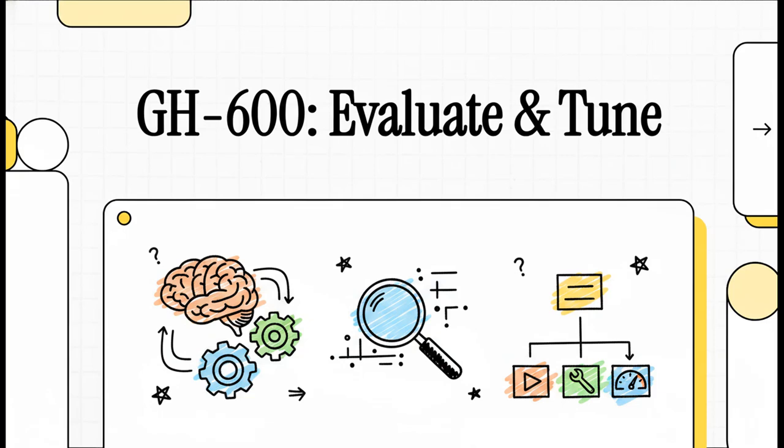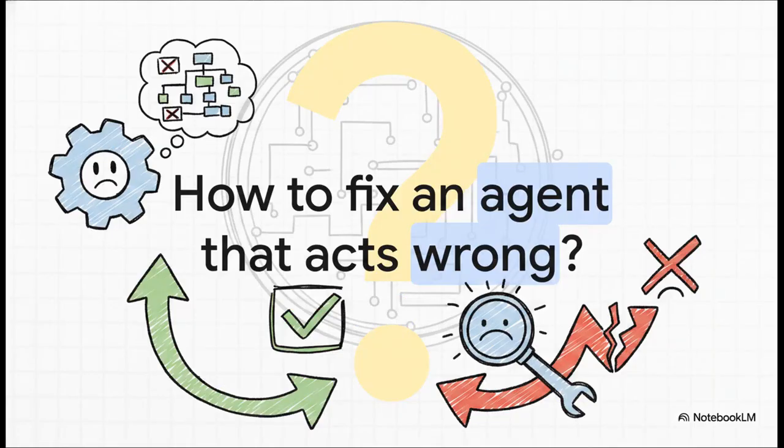Hey everyone, let's conquer the GH-600 exam by mastering Domain 4, troubleshooting. You ready? So let's dive right in. How do you fix an agent that thinks it's right but acts totally wrong?